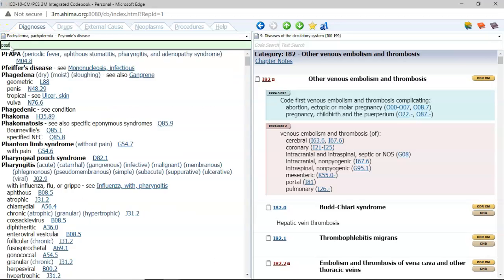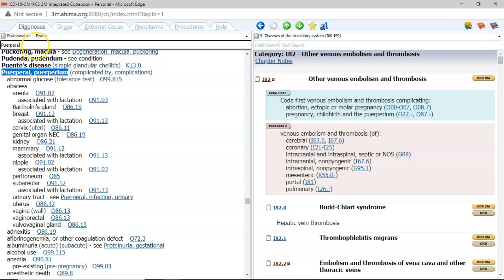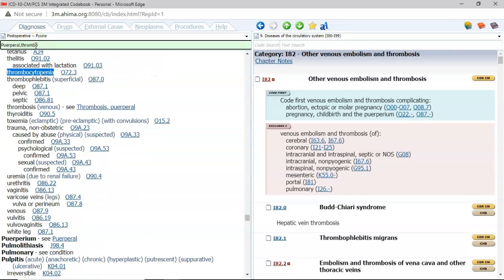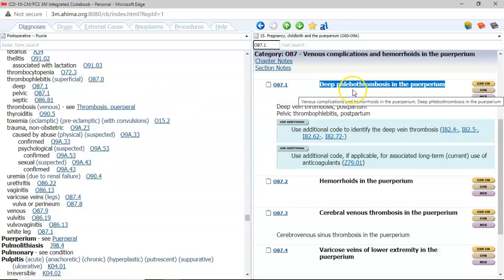Now in the index, if I go to postpartum, you see it tells me to see puerperal, so I will go to puerperal. And then this is thrombophlebitis. It's deep, and so this sends me to code O87.1, deep phlebothrombosis in the puerperium. So that is our first listed code. And then you can see that it tells us here to use an additional code to identify the deep vein thrombosis. And of course, we have actually already done that.